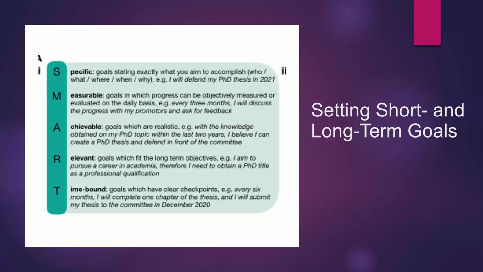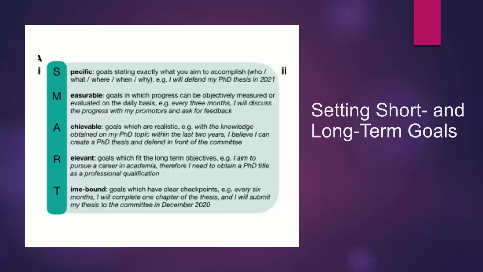So you want them to be specific, goals stating exactly what you aim to accomplish, who, what, where, when, why. So I will defend my Ph.D. thesis in 2021. Obviously, you all have your Ph.D. already, but that's just an example. You want measurable goals. So goals in which progress can be objectively measured or evaluated on a daily basis. So for example, every 3 months, I will discuss the progress with my mentors and ask for feedback.